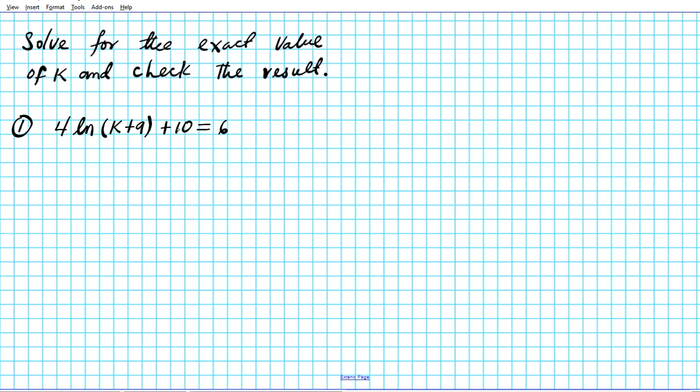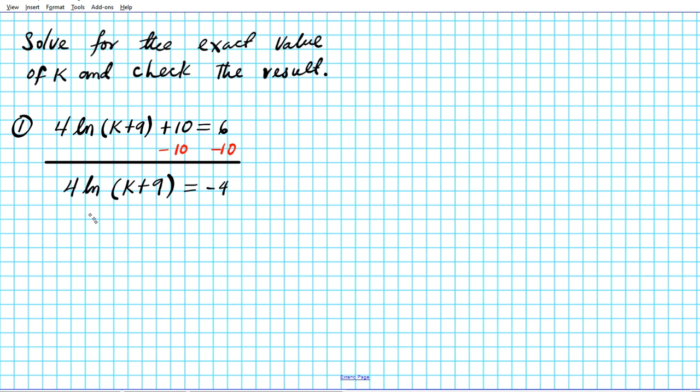The 10 on the left side needs to go, so we'll subtract 10 from both sides of our equation. The inverse operation of addition is subtraction. So when you subtract 10 from both sides, you end up with 4 times the natural logarithm of k plus 9 equals 6 minus 10. Subtracting, signs are different, you just keep the sign of the bigger, which is negative, so we'll have negative 4 here.